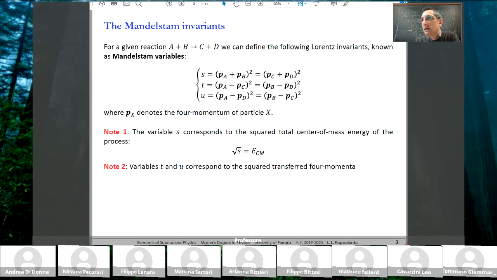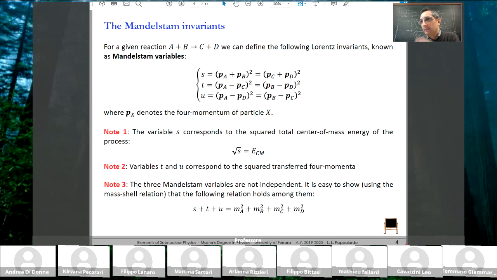The three variables are not independent of each other. One can easily show by using the mass shell relation that the sum of the three Mandelstam variables is given by the sum of the squared masses. So there is a relation that links the three. So only two of those are independent variables. The other you can extract from the relation here.